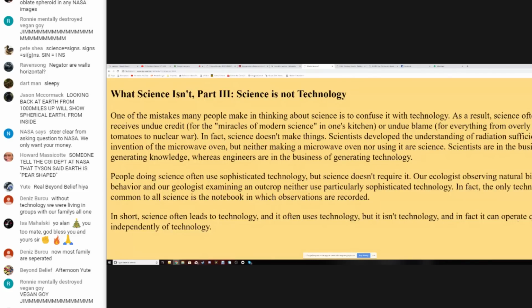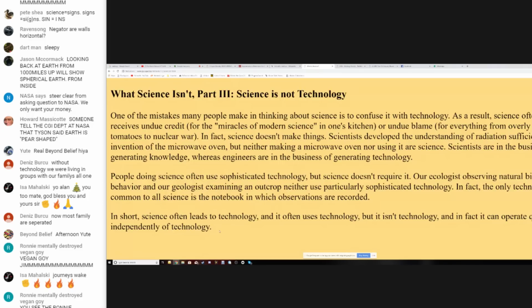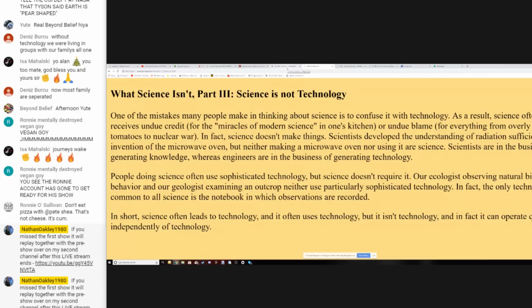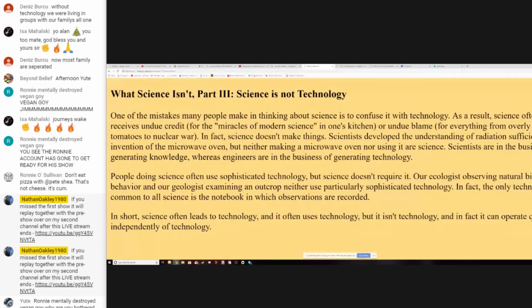And in fact, it can operate quite independently of technology. So using spectroscopy and claiming it as science, at least according to this citation from the University of Georgia, isn't science. I'm done. Well done.